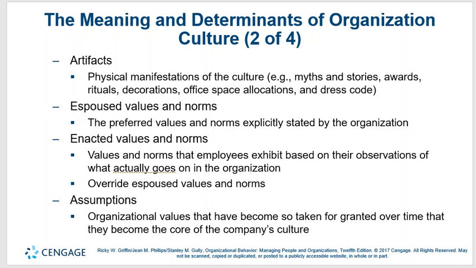So, espoused values and norms are the preferred values and norms explicitly stated by the organization. Enacted values and norms are those that employees exhibit based on their observations of what actually goes on in the organization, and they override espoused values and norms. And then assumptions are organizational values that have become so taken for granted over time that they become the core of the company's culture.